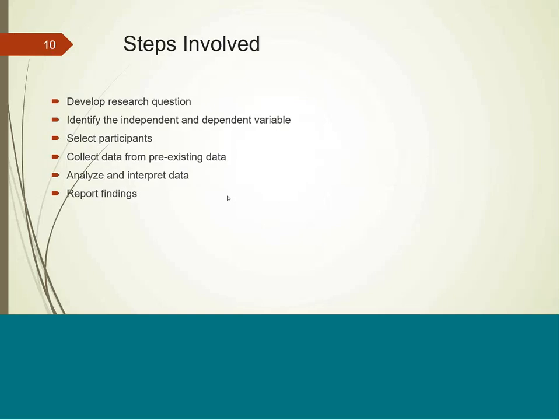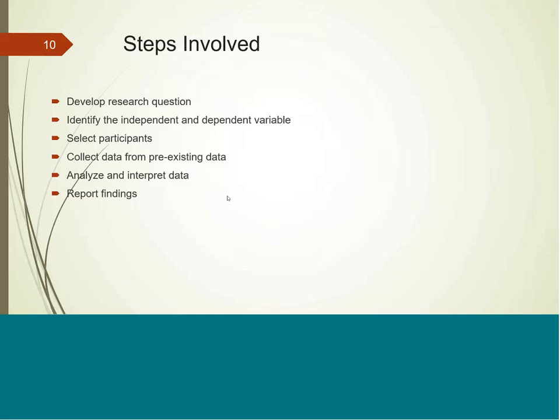Okay, the steps involved are just like any other research. Typically, you have the research question, you identify the independent and dependent variables, you select the participants, you collect the data, but the difference with collecting the data is you're looking at pre-existing data. You're using things that have already occurred, and your groups are already put together. You're not manipulating the groups. You're not doing any type of experiment. You're using everything that has already happened. And then you analyze and interpret the data, and you report your findings.